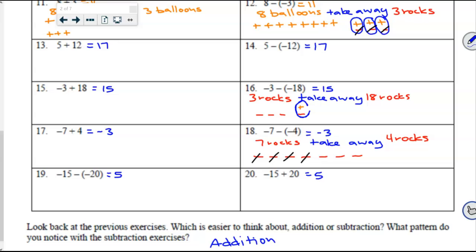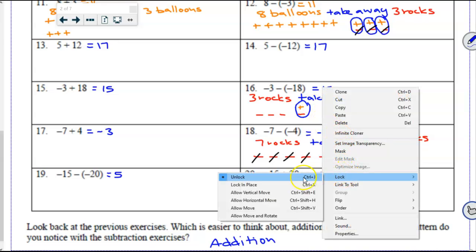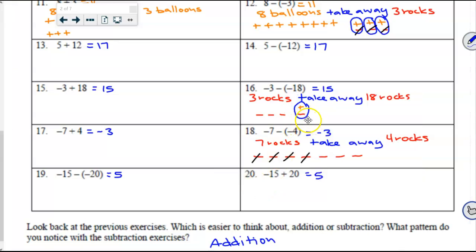Watch me be so lazy. This is what I'm going to do. I'm gonna lock this in place first. And now group that together, and I'm just gonna clone it.